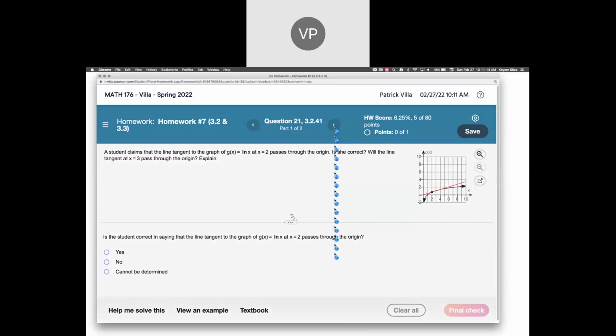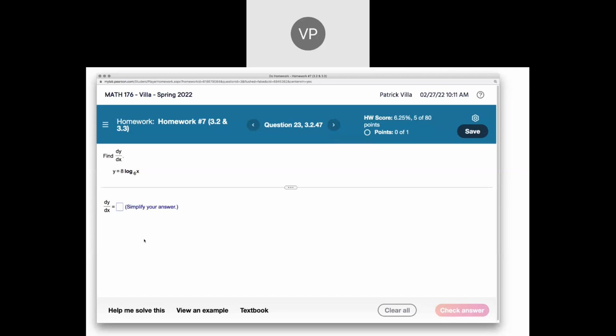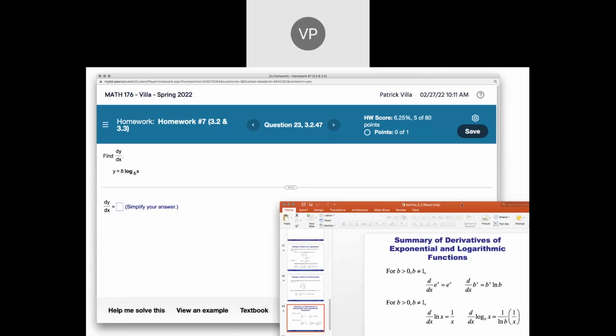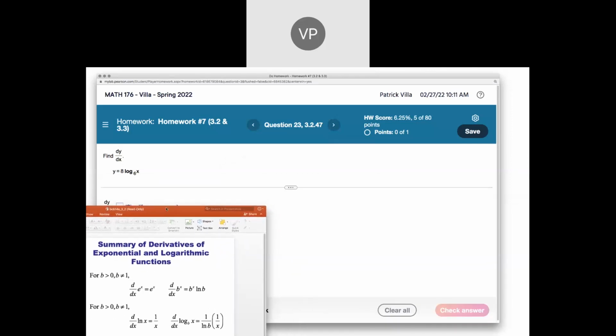So let's look at number 23. Okay, so now we want to find dy/dx of the equation y equals 8 log base 6 of x. Okay, so again, in the beginning, don't be afraid to do what I'm doing here, where you take this sheet. Hopefully you have this written down already, but I'm going to look at these formulas and use these to get our answer.